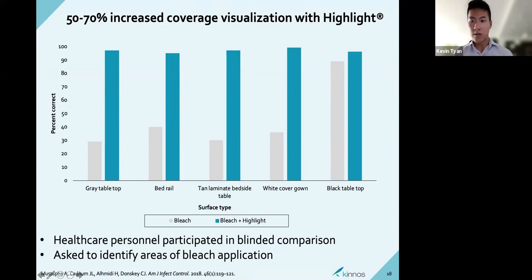So how are you able to distinguish where you treated and where you might have missed? But with the addition of Highlight, that accuracy was increased by 50 to 70%, and workers could successfully identify areas that bleach was applied to over 95% of the time.